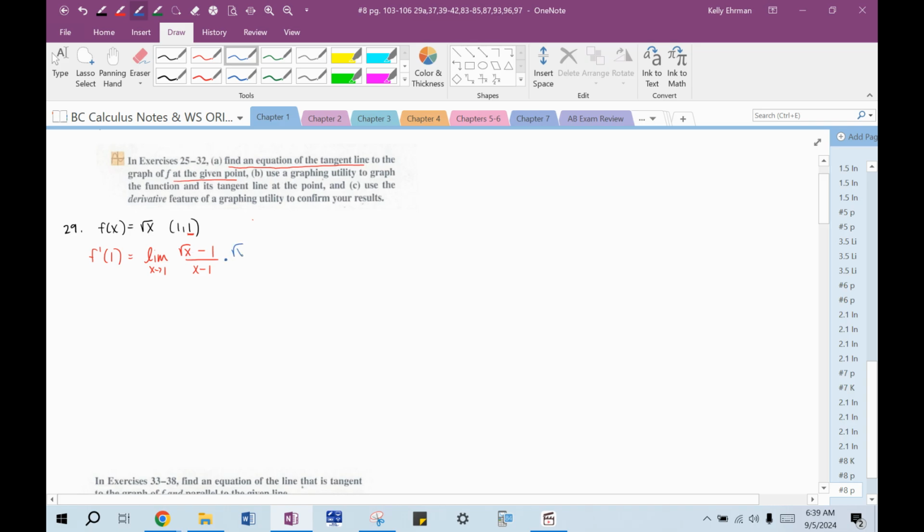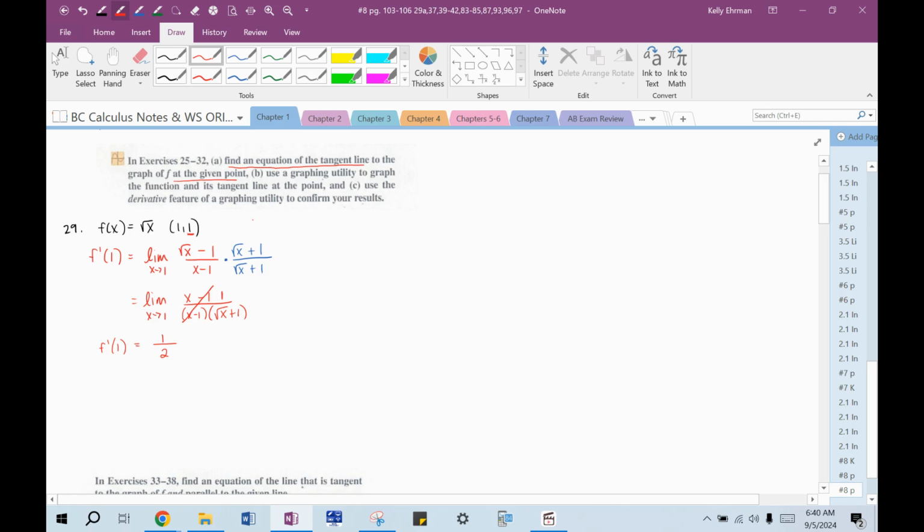I see a radical in the top. So if I multiply by the conjugate, that might get me somewhere. So now this is the limit as x approaches 1 of x minus 1 over the quantity x minus 1 times the quantity square root of x plus 1. And then these x minus 1s can cancel, so you just have a 1 on top. So now when you plug 1 into this, you get 1 over square root of 1 plus 1. So f prime of 1 is equal to 1/2.